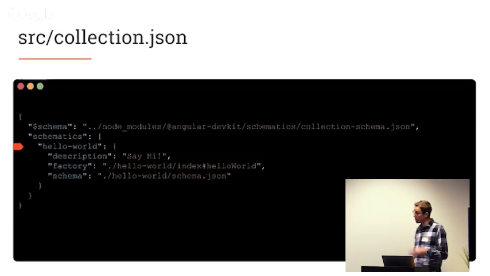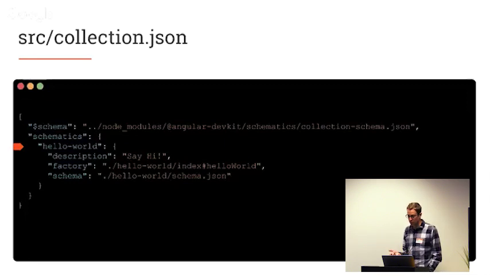Okay, cool. So we've created a schematic. The first thing we want to do is go ahead and open up the source collection.json file. Inside the collection.json file is where we're going to define all of our schematics. We've got a schema up top that's going to be there for you already. Just to note, the only line that wasn't in this file when I generated it was the schema.